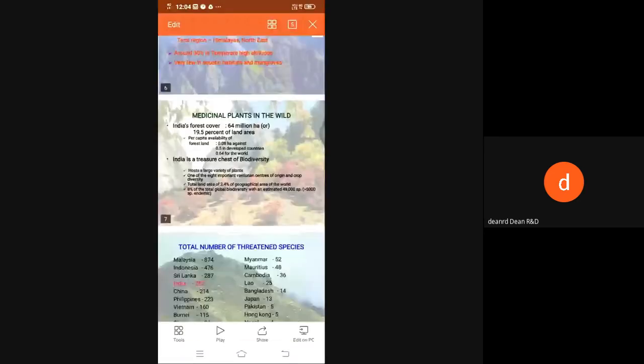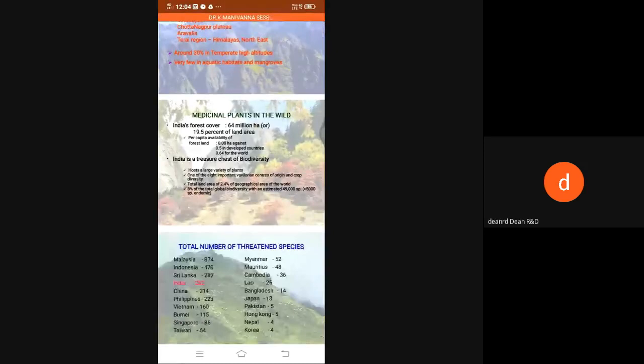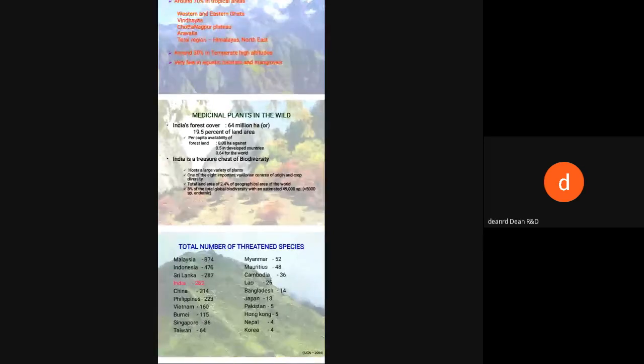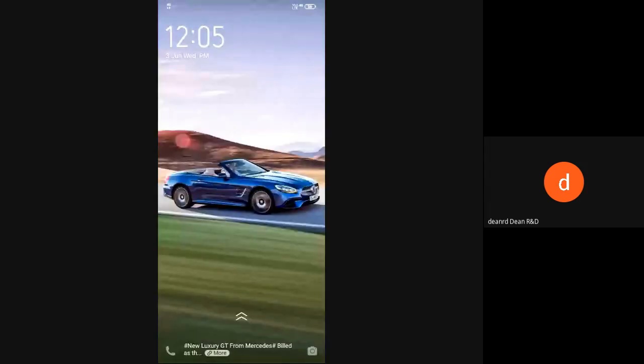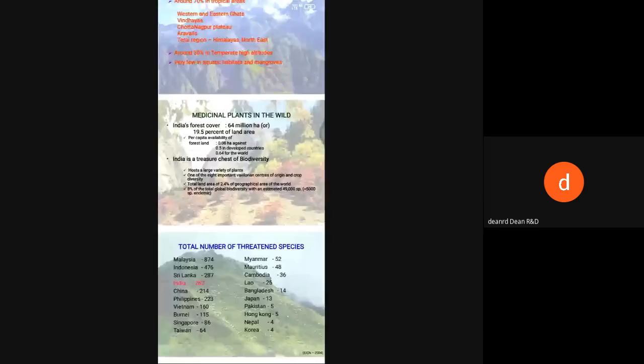The per capita availability of forest land is 0.08 hectare against 0.5 in the developed countries, whereas the world average is 0.64 hectare. The Indian subcontinent is a treasure chest of biodiversity, as you all know well, where it hosts a large variety of plants, one of the 8 important Vavilovian centers of origin, and the crop diversity is found only in our Indian subcontinent.